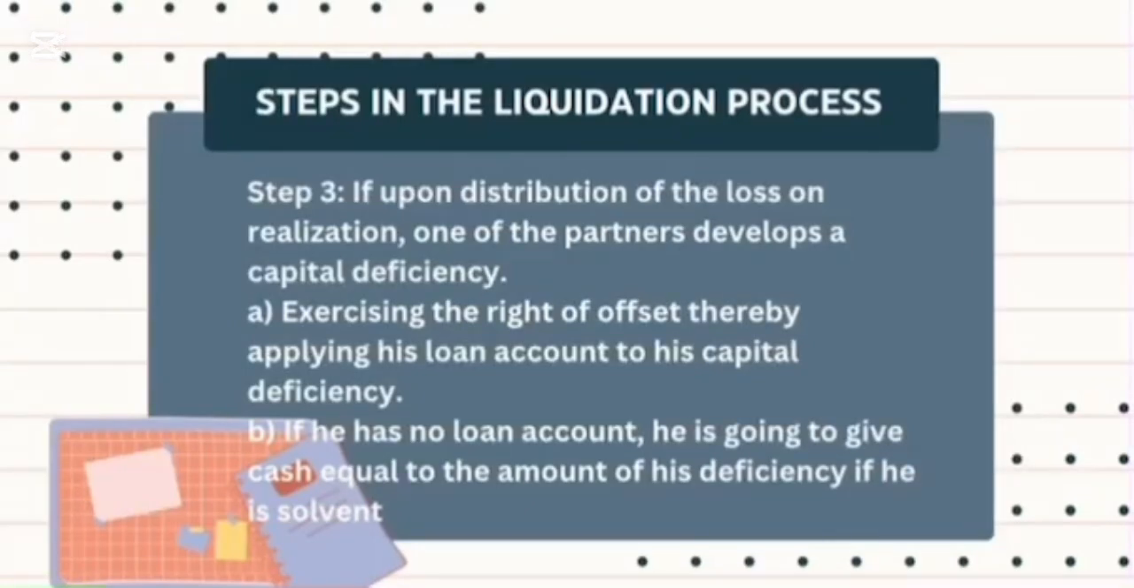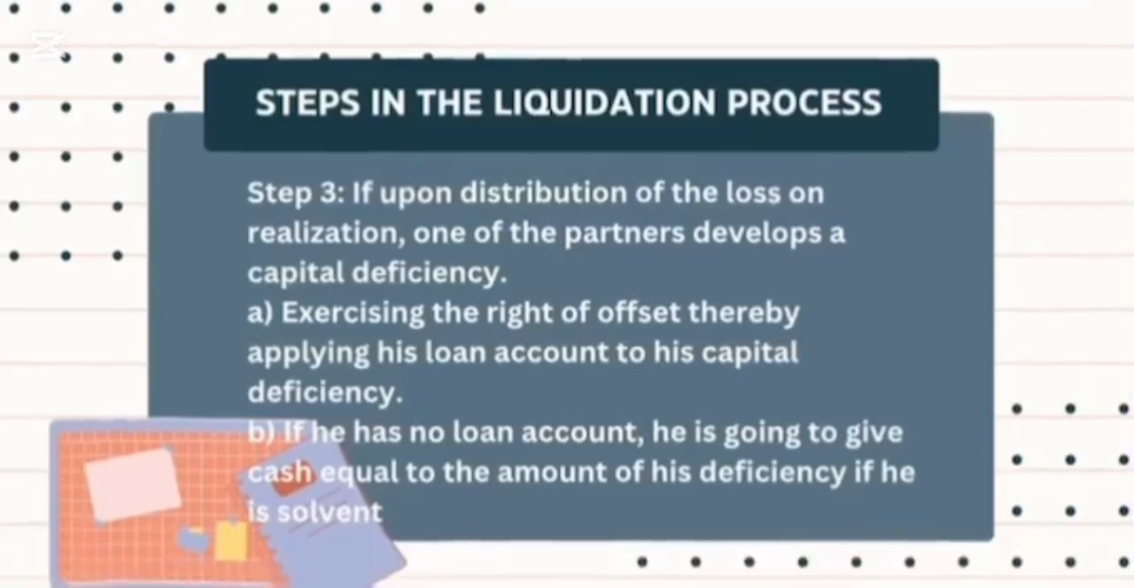B. If he has no loan account, he is going to give cash equal to the amount of his deficiency if he is solvent. If he is insolvent, his capital deficiency will be absorbed by the remaining partners with capital credit balances based on the profit and loss ratio.